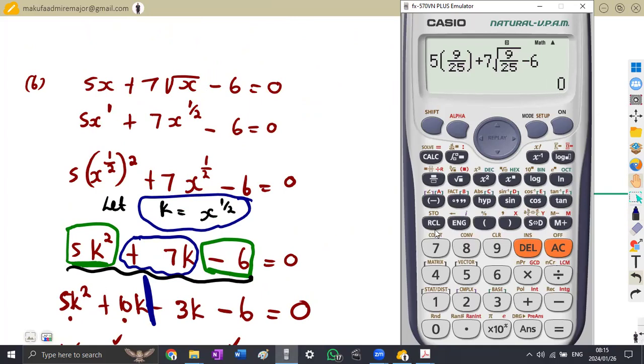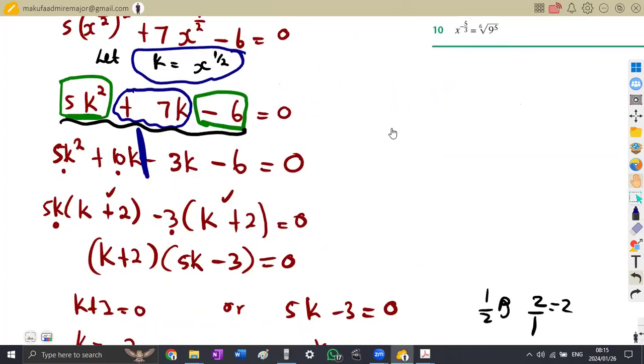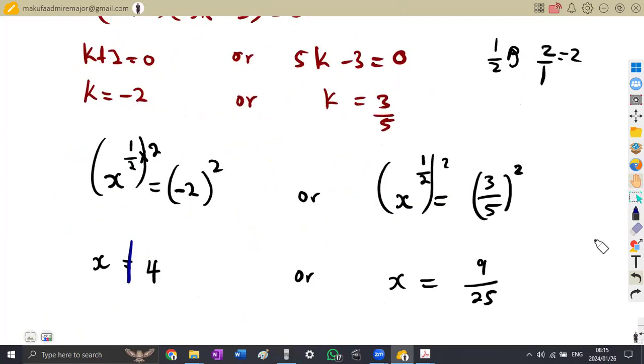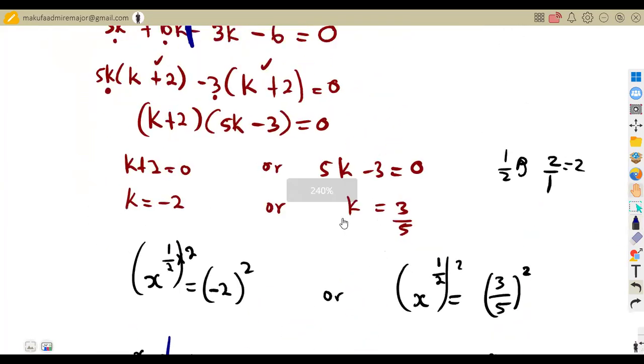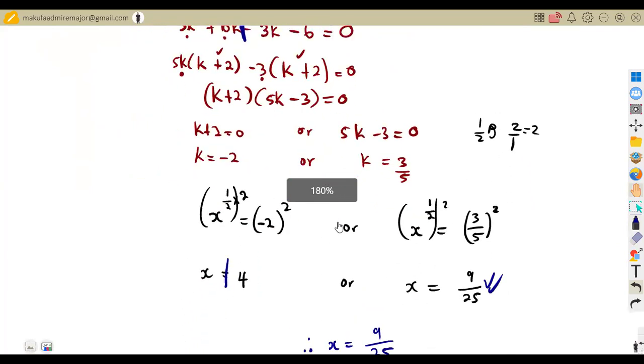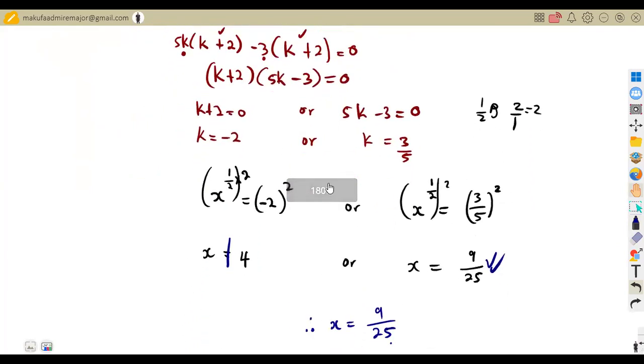This gives us a 0. So this is the exact solution that we want. So therefore, x is going to be 9/25. That's why I said you must test your solutions, all right? You must test your solution. So therefore, x is equal to 9/25. This one, x equals 4, does not satisfy our equation. So we are not going to have this as part of our solution.